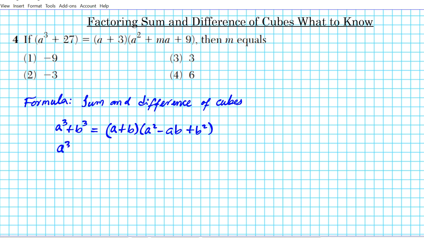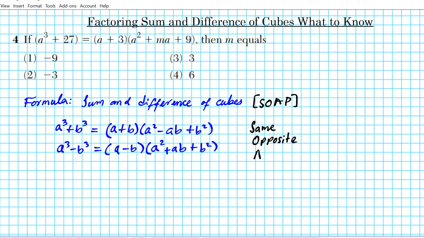And then a to the third minus b to the third is equal to a minus b times a squared plus ab plus b squared. Okay, so hopefully you remember the SOAP acronym. All right, the SOAP acronym is how you easily remember the formulas. S is for same, O is for opposite, and then AP is always positive.